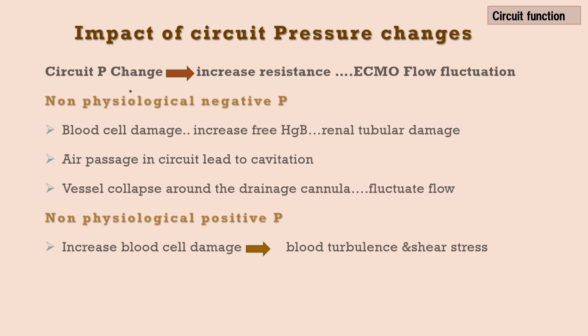Another issue is non-physiological negative pressure, or an increase in negative pressure, which is P1. That will lead to blood cell damage, and blood cell damage will lead to increased free hemoglobin, which leads to renal tubular damage. Air can pass into the circuit, leading to cavitation. Also, the vessel will collapse around the drainage cannula and the flow will fluctuate. A non-physiological positive pressure will increase blood cell damage, increase the turbulence of the blood, and increase shear stress.